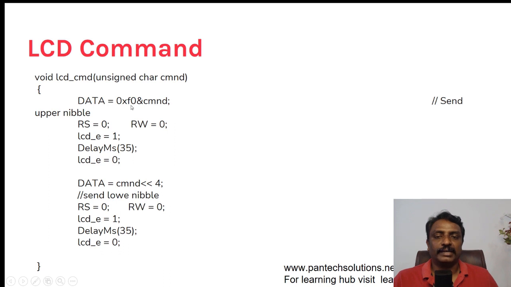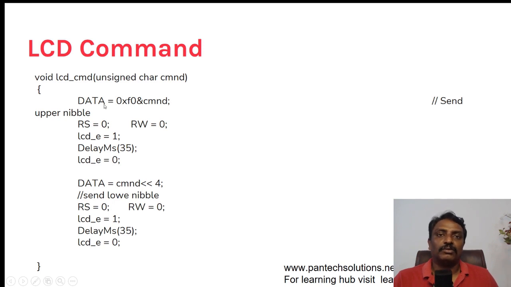For the command, this is to take the upper nibble. F0 in binary is 11110000, and this is to take the upper nibble. For the lower nibble, you just shift it 4 times, and you get the data of the lower nibble. Again, RS equals 0, RW equals 0, LCD enable equals 1. Delay milliseconds of 35 and LCD equals 0. So this is to send the command.